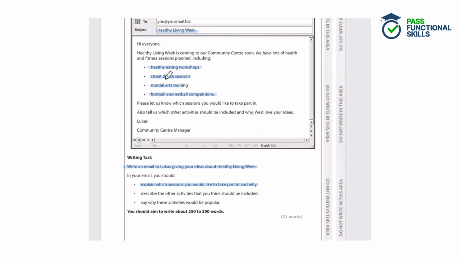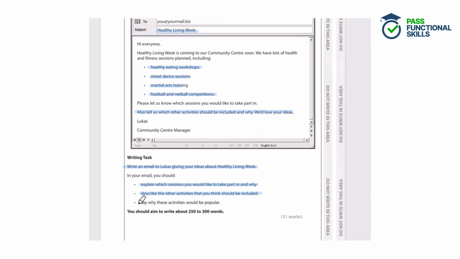Do we really like dancing? Do we think that we don't eat particularly healthy and we need to improve our knowledge of healthy eating? And then we want to describe any other activities that we think should be included. So he's asked us to tell us which other activities should be included and why. So you can include your own ideas to add to this list here. So for example, you could say that you want to do judo or swimming classes.